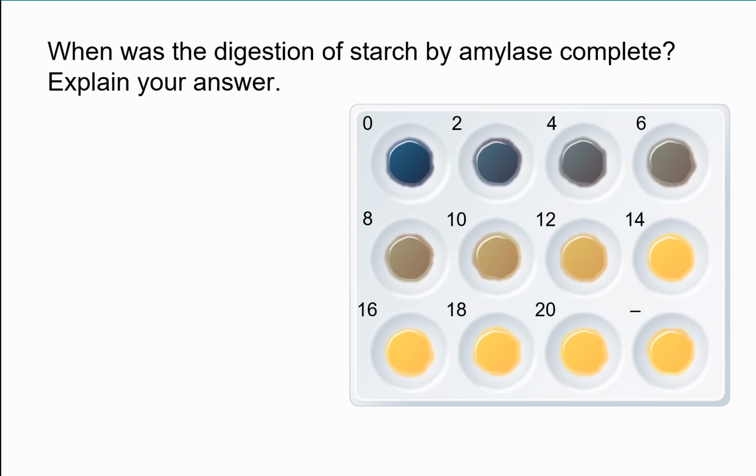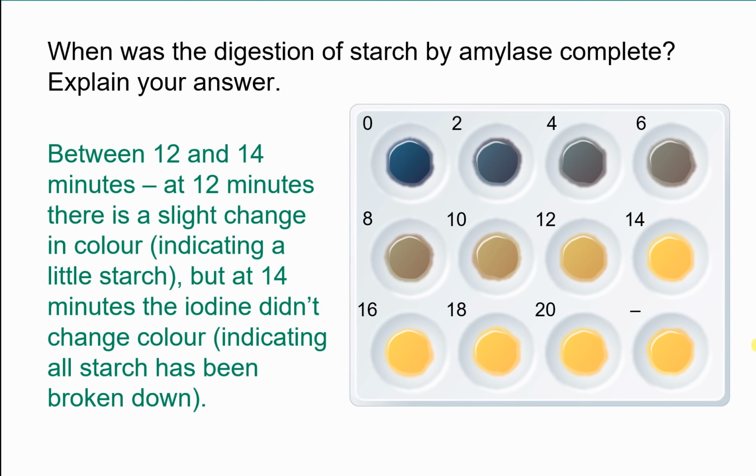When was the digestion of starch by amylase complete? We can see here that it is between 12 to 14 minutes. At 12 minutes there is a slight change in the color, indicating a little starch, but at 14 minutes the iodine did not change color, indicating all the starch has been broken down.